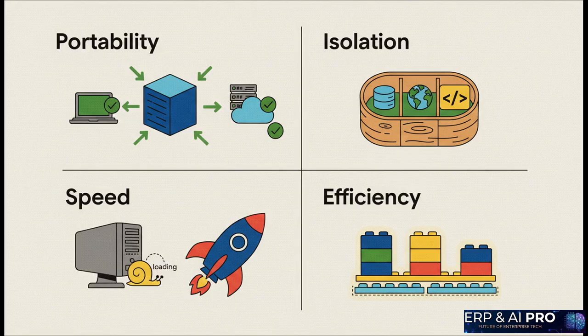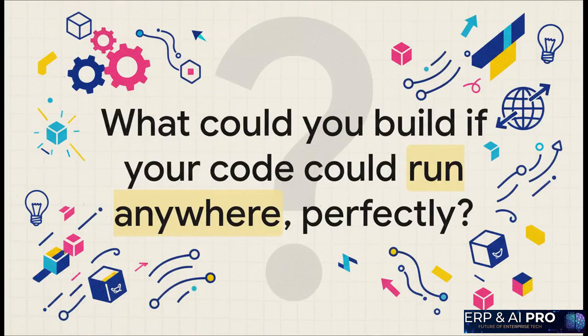Second, isolation. Every container is like its own little world, like food in a bento box. They don't mess with each other, which is way tidier and more secure. Third, speed. Containers start up in seconds, almost instantly. They're not like bulky old virtual machines that have to boot up an entire operating system. And finally, efficiency. Because all those images share layers, you save a ton of disk space and downloads are way faster.